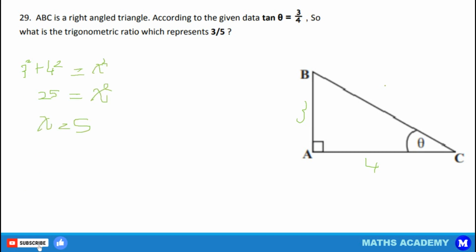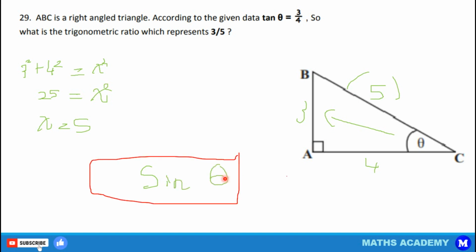So therefore this will be equal to 5. So 3 over 5, this and this. This is the opposite side, this is the hypotenuse side. So you can see that sin theta equals the opposite side over the hypotenuse side. The trigonometric ratio that represents 3 over 5 is sin theta. So with that, let's move on to the next slide.